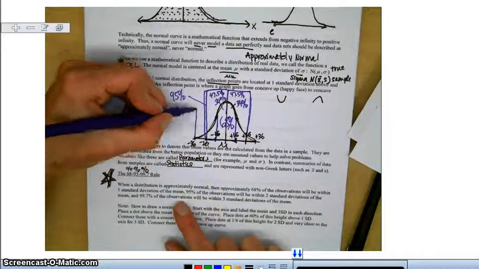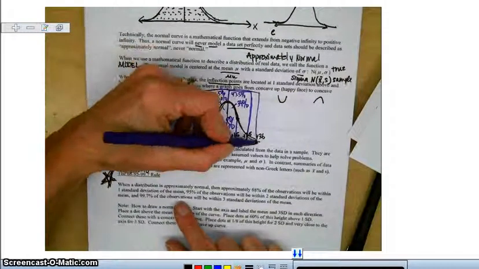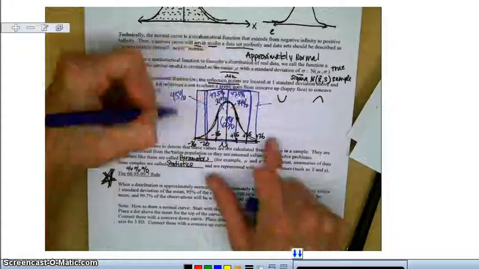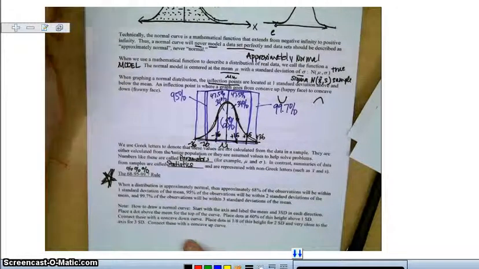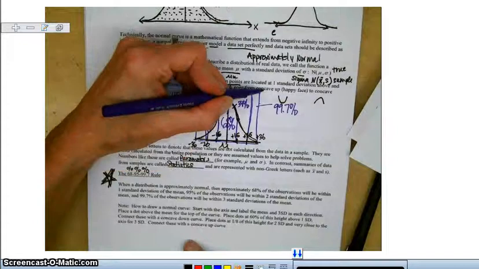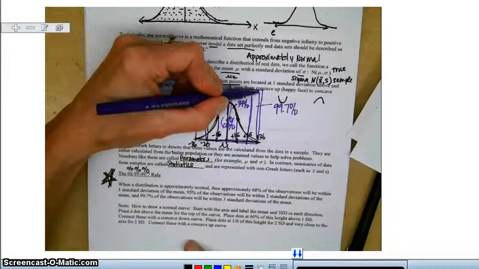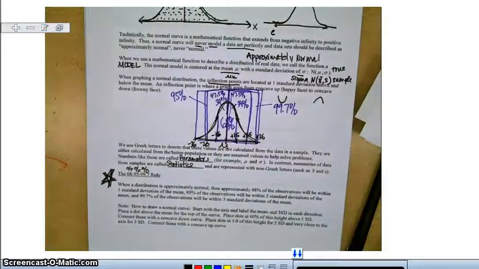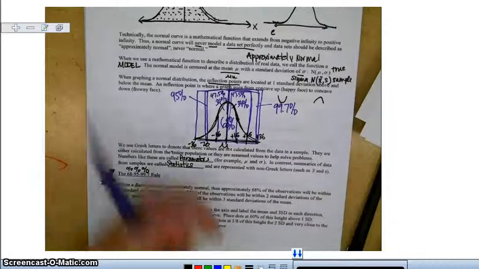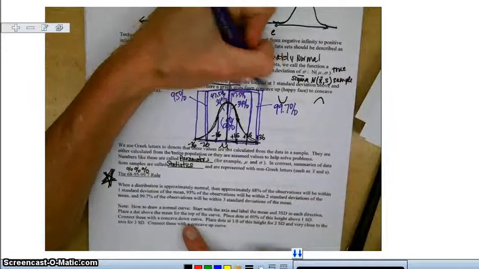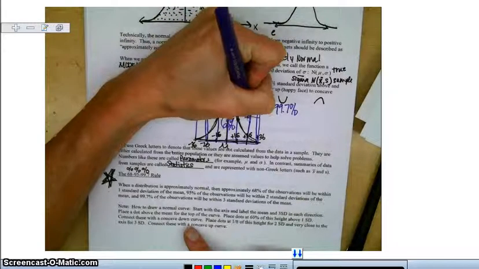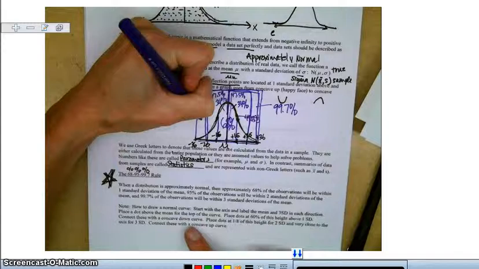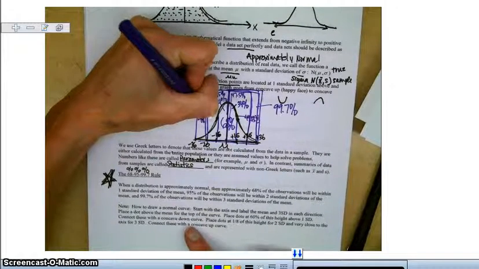And then if I make a whole big box around all three standard deviations, everything inside that entire big box represents 99.7% of all data. So for the data above the mean, within three standard deviations, if you take 99.7 divided by 2, that gives you about 49.85% above and 49.85% below within three standard deviations.